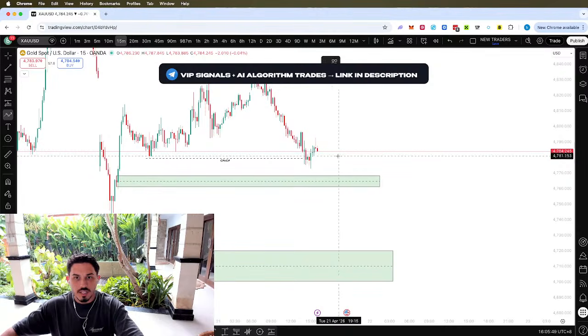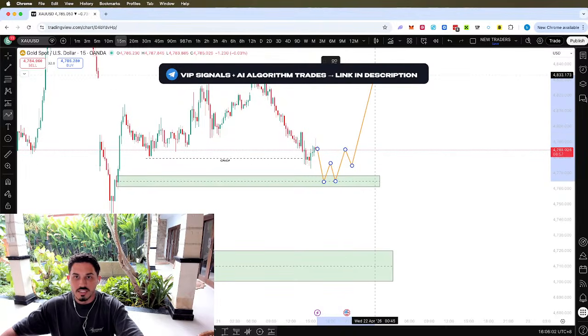If price does something like this, it comes down, taps into this level, creates a lower high, comes back down, doesn't break this candle again, comes up, creates structure, something like that pops up, comes back down, and we can target these highs again.